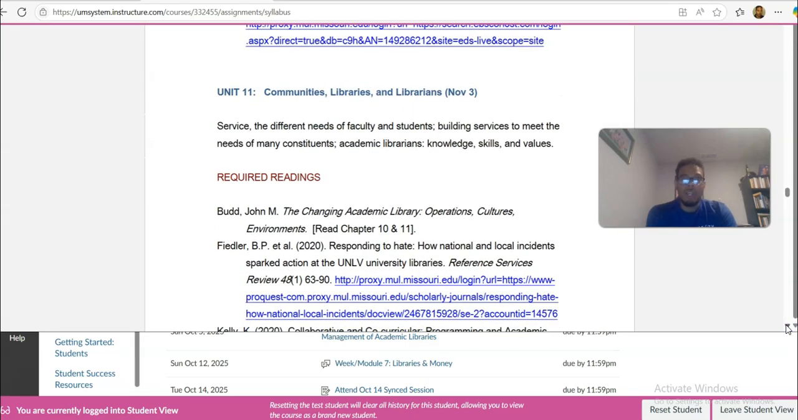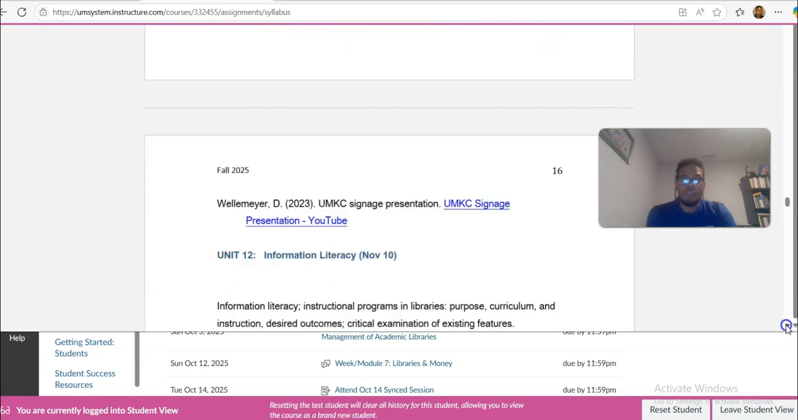Week number 11, now we're talking about communities, libraries, and librarians, and then we're getting into the more community aspect of it. Service, the different needs of faculty and students. We'll be talking about addressing those things, building services to meet the needs of constituents, and things of that nature. All right, scroll on down.